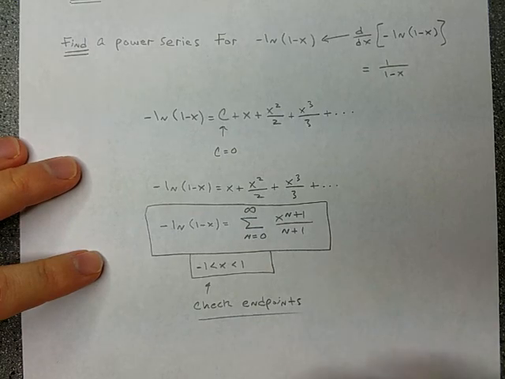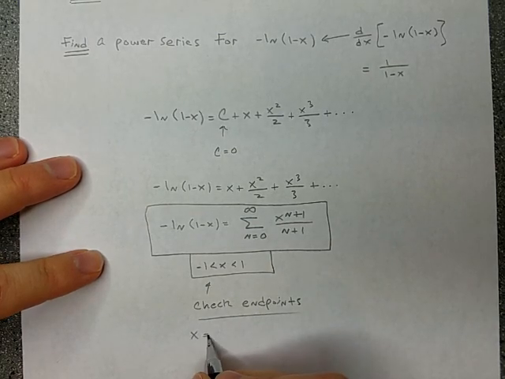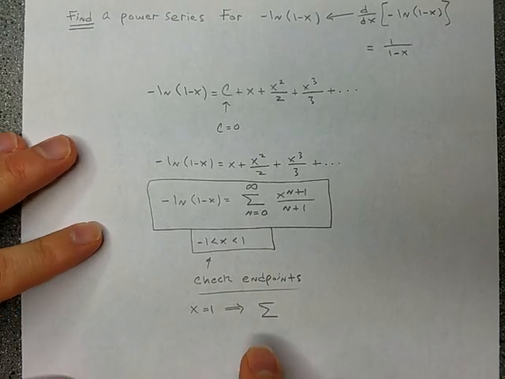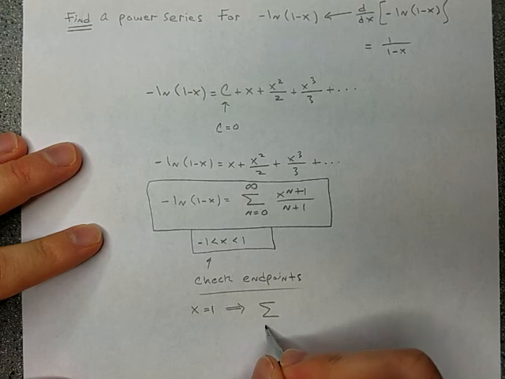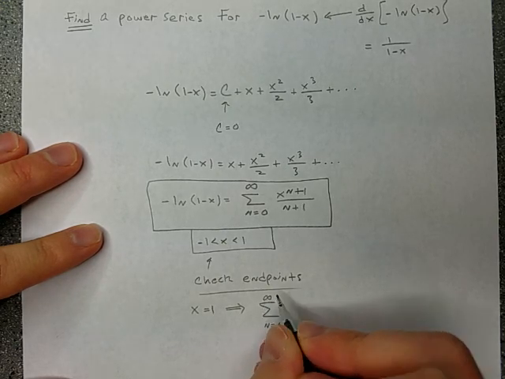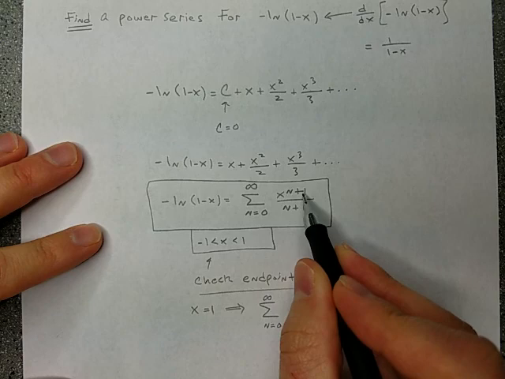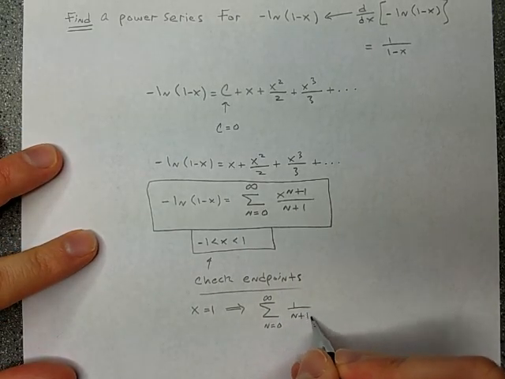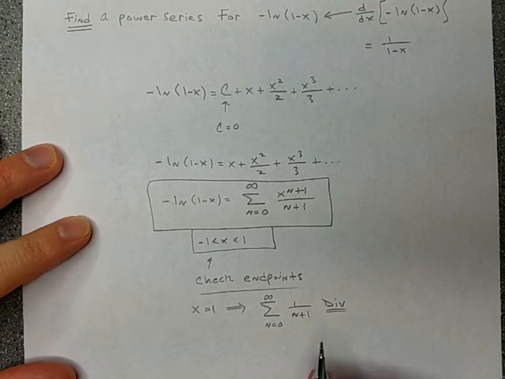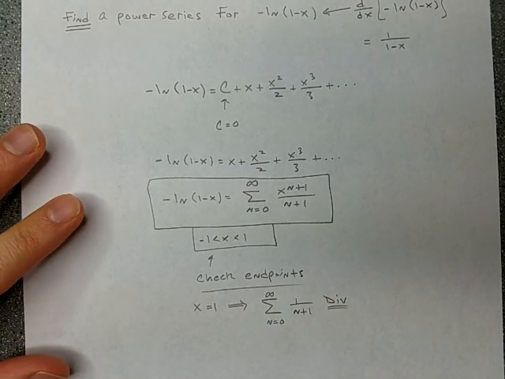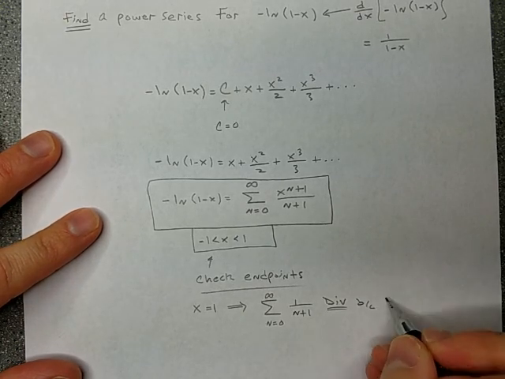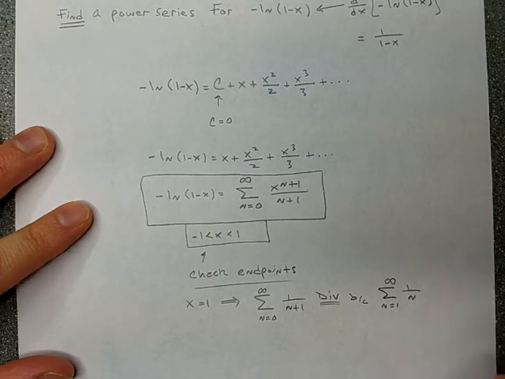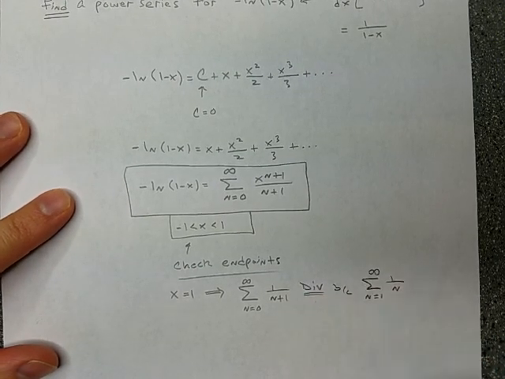All right, so first endpoint, let's try 1. Does this series converge when x is equal to 1? When x is equal to 1, that's going to be 1 to the power n plus 1. It's always going to be 1. So it's going to be 1 over n plus 1. So that diverges. We saw something similar to that earlier, but it's basically this p series.